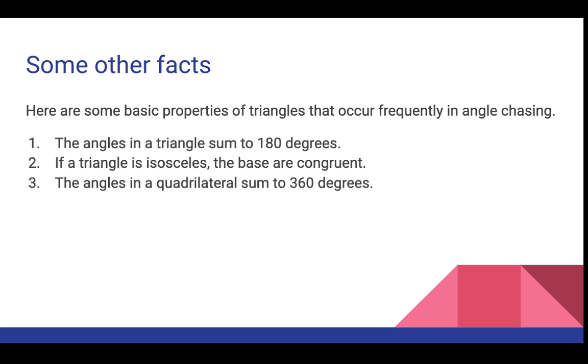The angles in a quadrilateral sum to 360 degrees. And of course, this can be generalized to any n-gon. For a 3-gon, the triangle, the angles sum to 180 degrees. In a 4-gon, the angles sum to 360 degrees. And of course, this keeps on going.